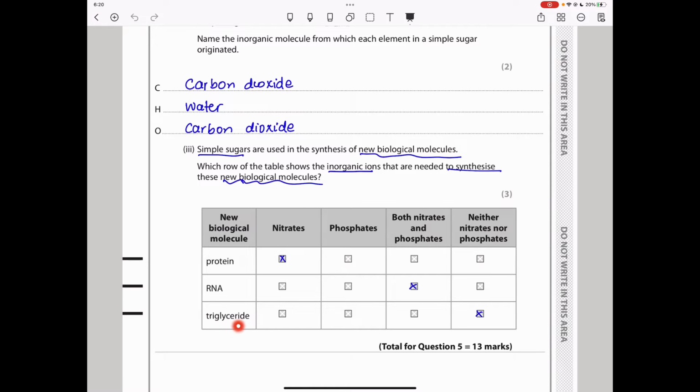And then triglyceride, this one should have neither nitrates. It can never be made out of nitrates nor out of the phosphates. Because a triglyceride is purely made up of carbon, hydrogen, and oxygen, there is no nitrogen, there is no phosphorus, and there is no sulfur. It's only that. So we can just say neither that nor that. This is the end of question 5. Let us continue to question 6.